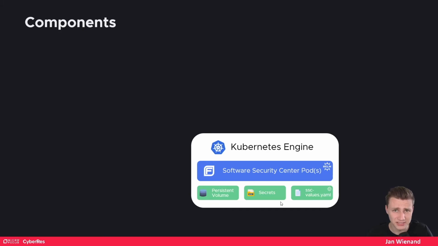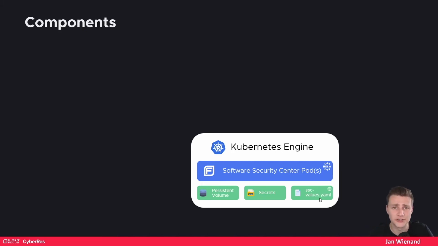The next thing, the secrets, is responsible for storing everything regarding licenses or connections to the database, for example, username, password, everything like this. It's also very important when it comes to SSL or HTTPS, because the Software Security Center on Kubernetes only runs on HTTPS, so it is required to have a TLS or SSL connection. All this information, the trust store, the key store, and the license file, is stored in this secrets file. And the last but not least thing here is the ssc-values.yaml file.